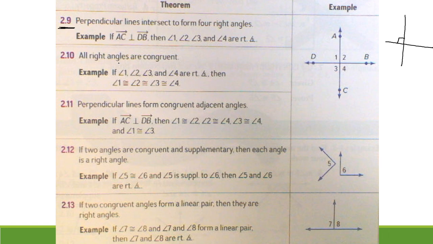I'm not going to go through each one. You can obviously read it on your own if you want to. But these are just some theorems that can come into play and be used when doing proofs here. If you have any questions on these, please let me know. They give you a diagram and an example down here too, and I can help explain it further.